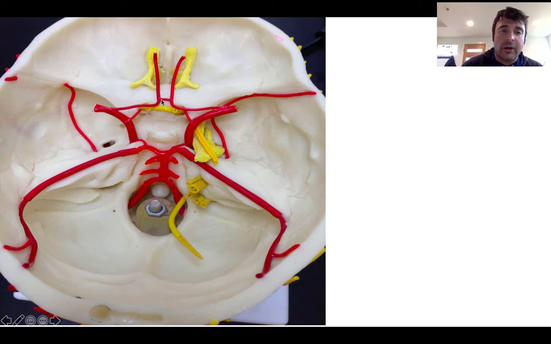This little artery that connects the two anterior cerebral arteries together is called the anterior communicating artery, and it's a really important one to know medically because it's at the point where a lot of problems can arise, as you're going to see in just a minute.